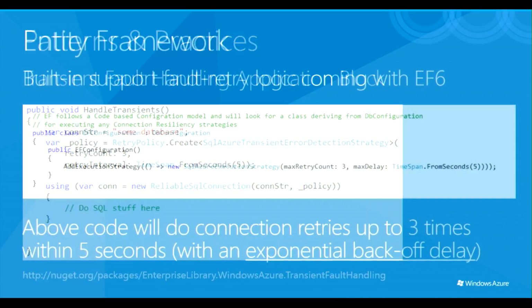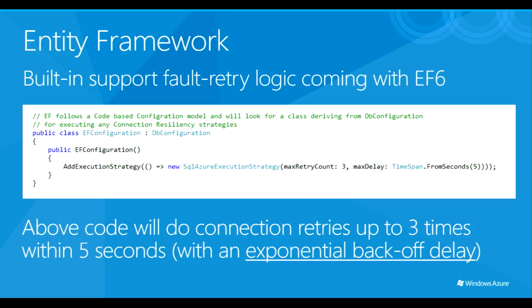If you're using Entity Framework, the new Entity Framework 6 that's coming out has built-in support for this type of transient retry logic as well. You can add 1 line of code, technically 3 lines of code, inside an EF configuration class. That says the equivalent thing that you saw on the previous slide, but now applies it to Entity Framework. Every time I try to persist or retrieve something from SQL, if it fails, try up to 3 times, but make sure it takes no longer than 5 seconds.